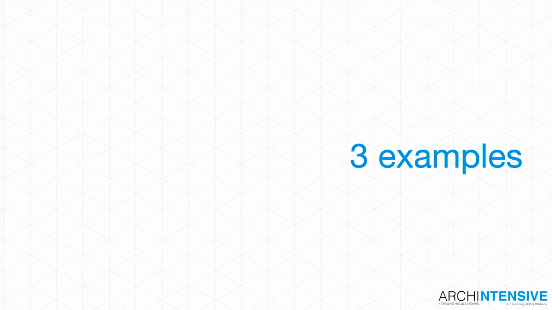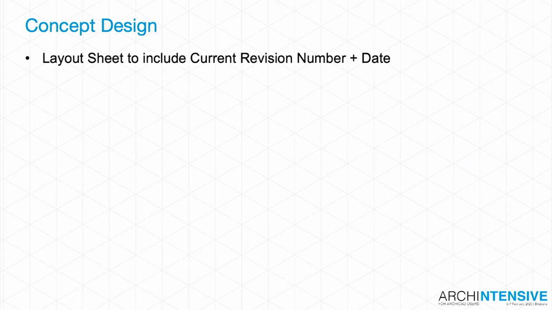So let's go through 3 examples. Now these examples are the way that I think they work, but it just demonstrates some of the capabilities of those features, so that those who haven't used this well or need to know how to use it better can potentially see the opportunities they can take away with them. So in concept design, we've got pretty simple title blocks. In this instance, I might just want to have a revision number and the revision date shown on my title block.